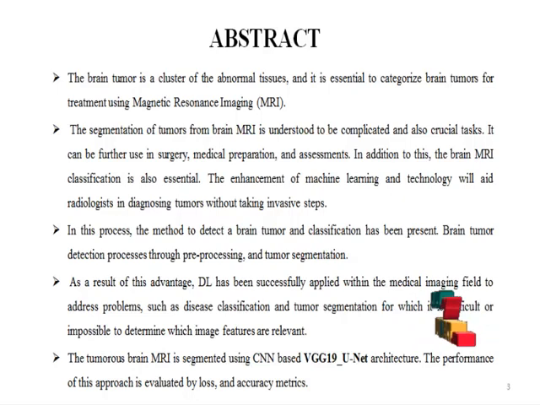It is difficult or impossible to determine manually which image features are relevant. The tumor brain MRI is segmented using a CNN-based VGG19 U-Net architecture. The performance of this approach is evaluated by loss and accuracy metrics.